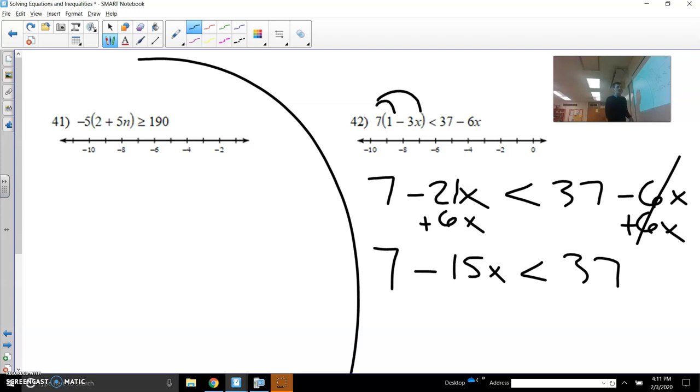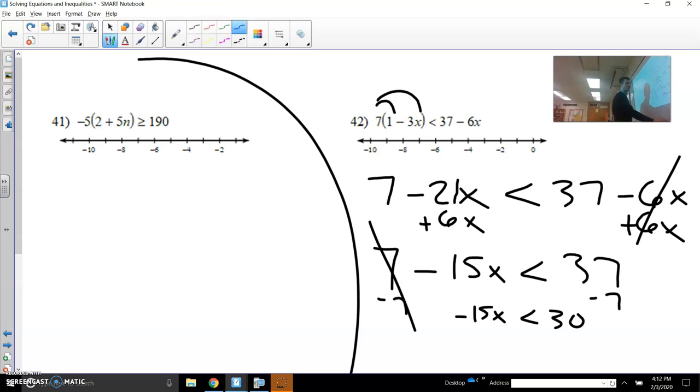But just like I brought the x's to the left, I need to take these constants, 7 and 37, and push them in the opposite direction. Again, our goal is to get x completely alone. So subtract 7 from the other side. Negative 15x is less than 30.